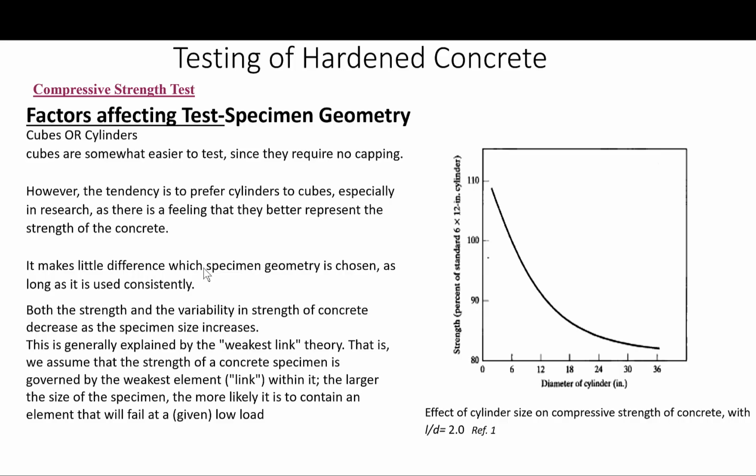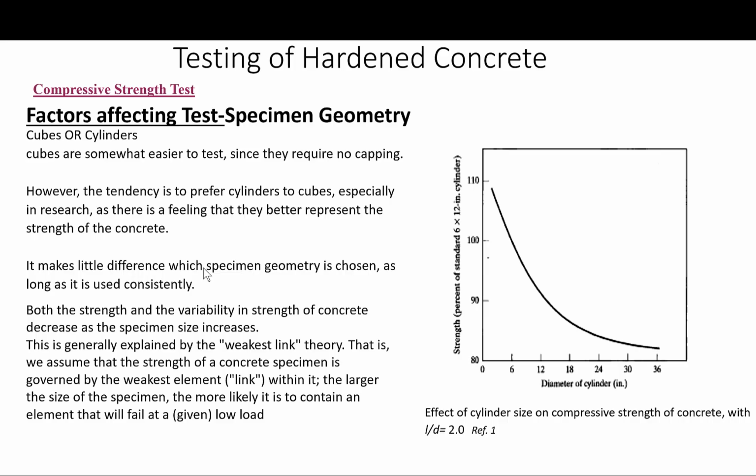So it makes really little difference which specimen geometry is chosen, as long as they are used consistently. Remember the key magic word. Both the strength and the variability in strength of concrete decrease as the specimen size increases. Common sense.